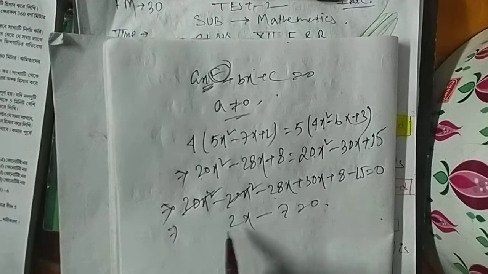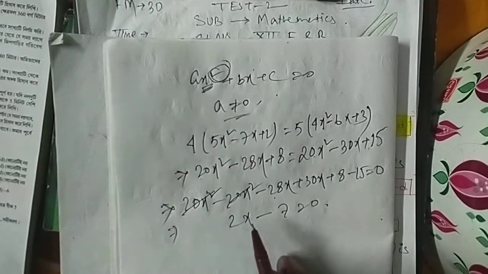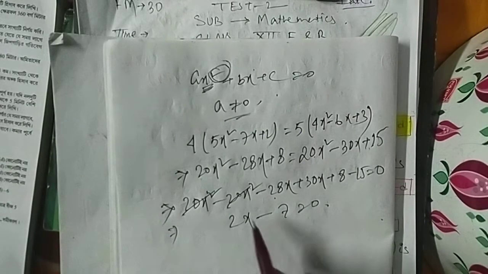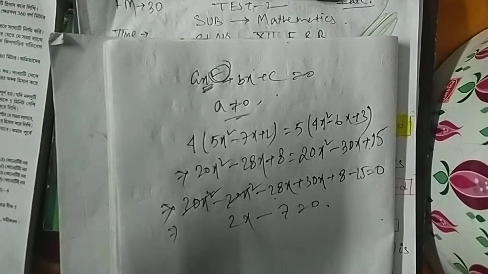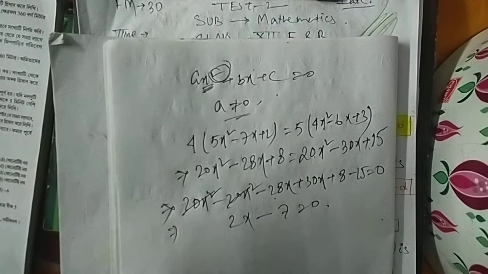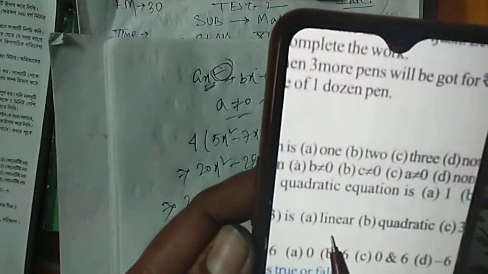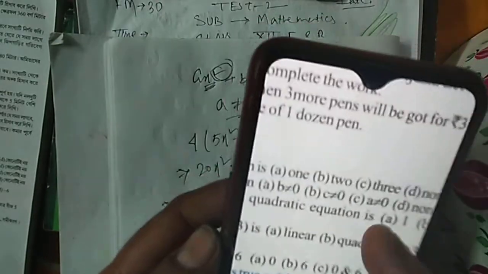So in this equation the term of x square is not present, the term of x is present, and the highest power of x in this equation is 1. So this will be a linear equation. So for this question the answer will be option A, as option A is the linear equation.